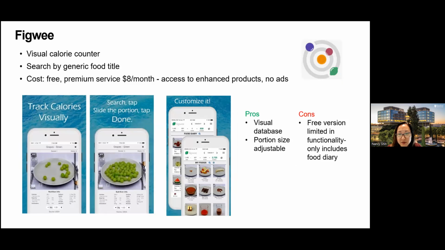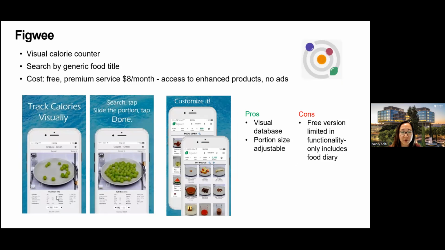Figwe is another kind of food encyclopedia, but it gives you an option to track your food. What's really unique about Figwe and how they market themselves is that it's a visual calorie counter. So similar to Calorie King, you can look up a food item, but the nice thing about Figwe is that you can self-adjust the portion size.